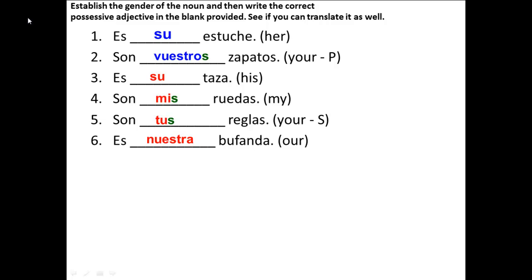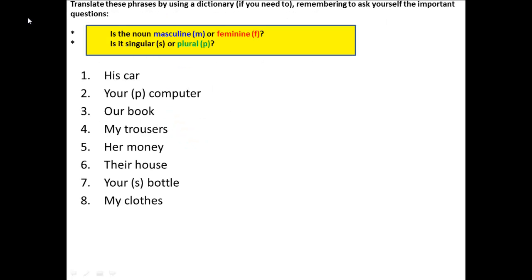How did you get on? Remember to go back and correct any mistakes that you've made, so hopefully you can learn from your mistakes. Now translate these phrases by using a dictionary, if you need to, remembering to ask yourself the important questions. Is the noun masculine or feminine, and is it singular or plural? Remember, this will determine which possessive adjective you need to use. Pause the recording and do the activity before seeing what the answers are.